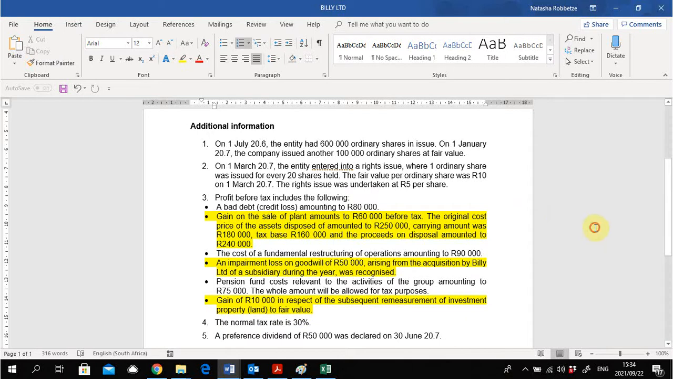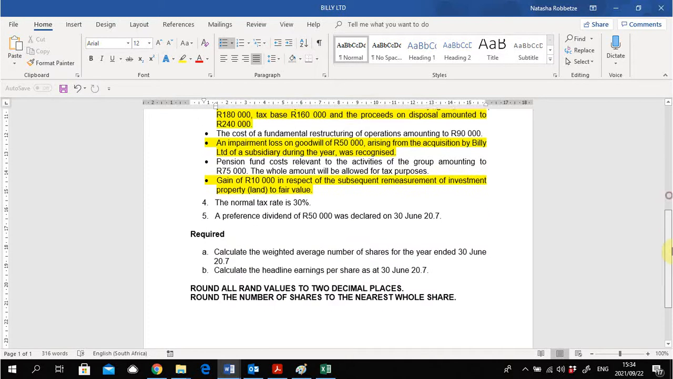So you need to be very aware that when you have to calculate headline earnings per share, a list of items will be given to you. And now you need to go and decide, this one needs to be removed, this one doesn't matter, this one will be removed, this one is not on the list. So you need to go through it. You need to make sure that you know the list that should be excluded very, very well, as in the slides. Then they tell us that the tax rate is 30% and that a preference dividend of 50,000 Rand was declared on 30 June 2007.